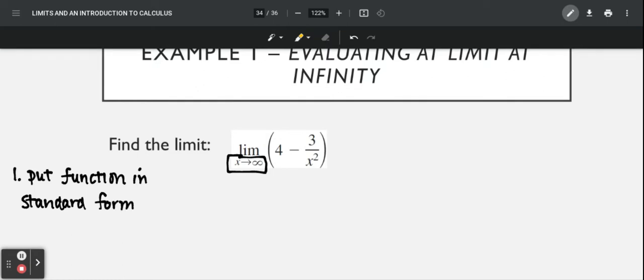Right, in the numerator and in your denominator. So in this case, the fact that we have these two terms, we have to combine these into a single fraction. And in order to combine these into a single fraction, we need a common denominator. So we're going to put 4 over x squared, but then that means we also have to add that x squared into our numerator. So this is 4x squared minus 3 over x squared.